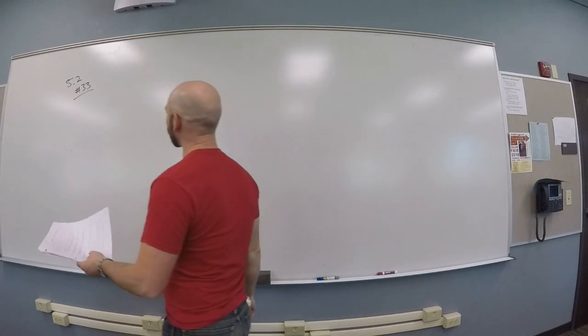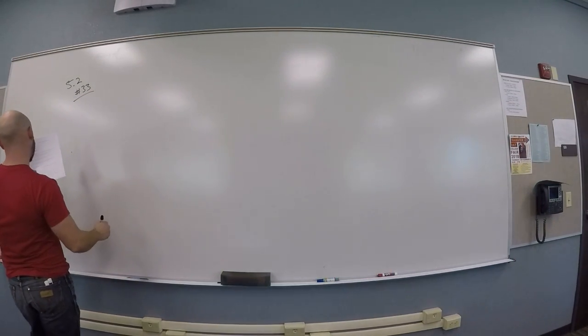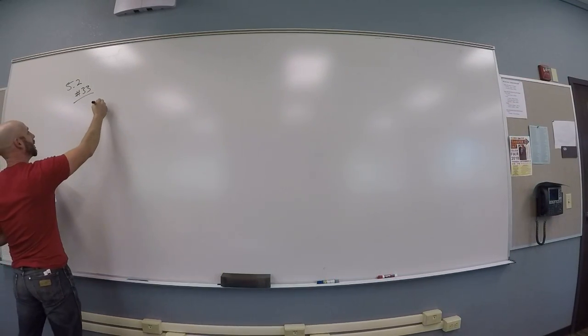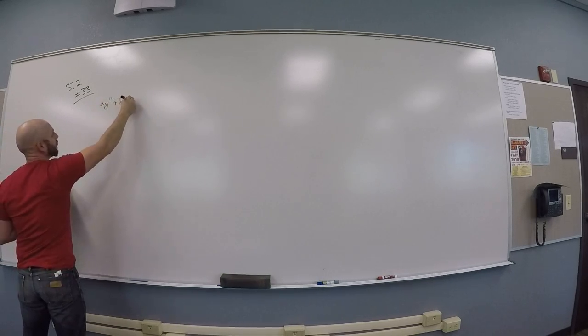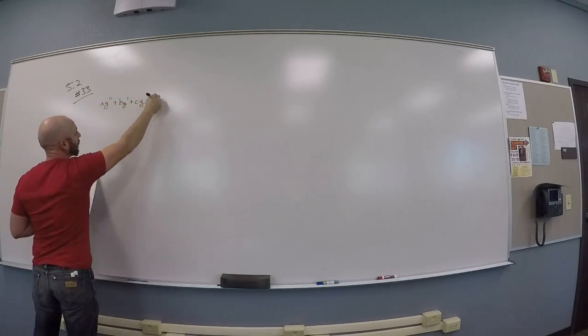Alright, so let's talk 5.2, number 33. We have an equation a y double prime plus b y prime plus c y is 0.